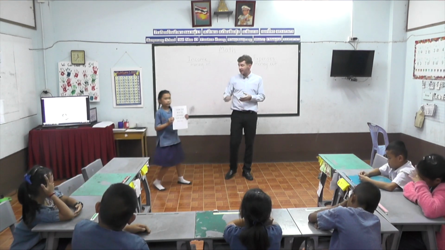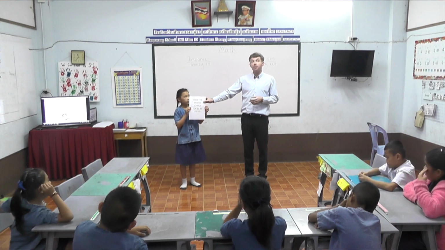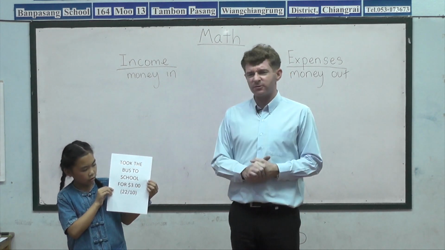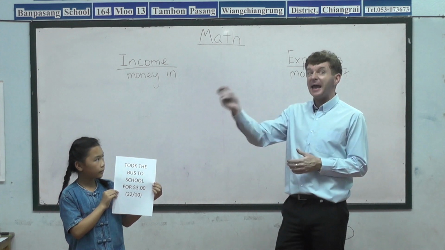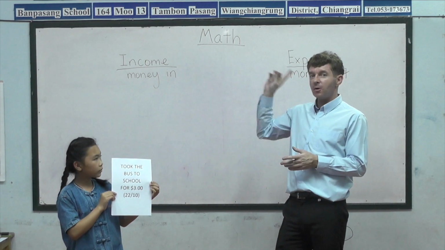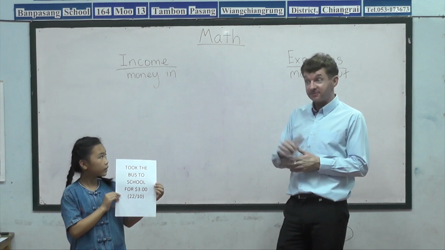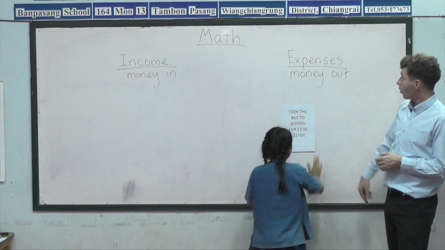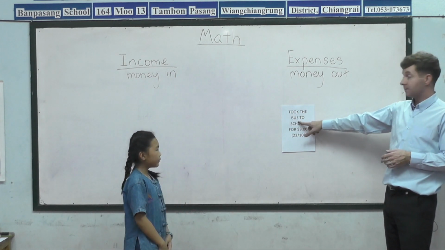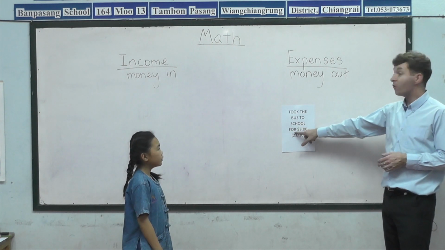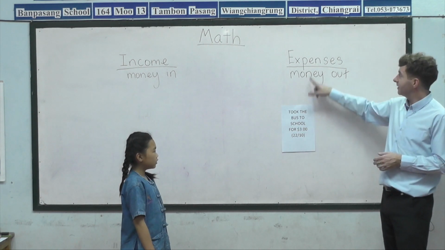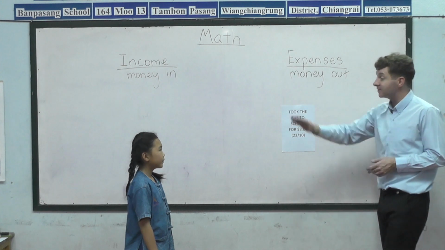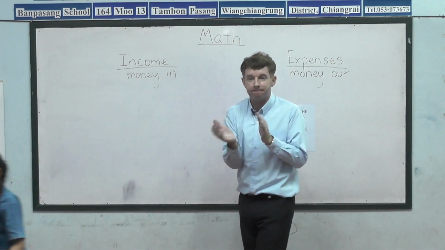Okay, let's hold up our flashcard and read together. Took the bus to school. $3. So if we had to pay for the bus, is that an income or an expense? Expense. Excellent. So Nadia, you can place it here. One more time. Took the bus to school for $3. Expenses. It's money we pay out. Nadia, excellent. High five. Big round of applause for Nadia.